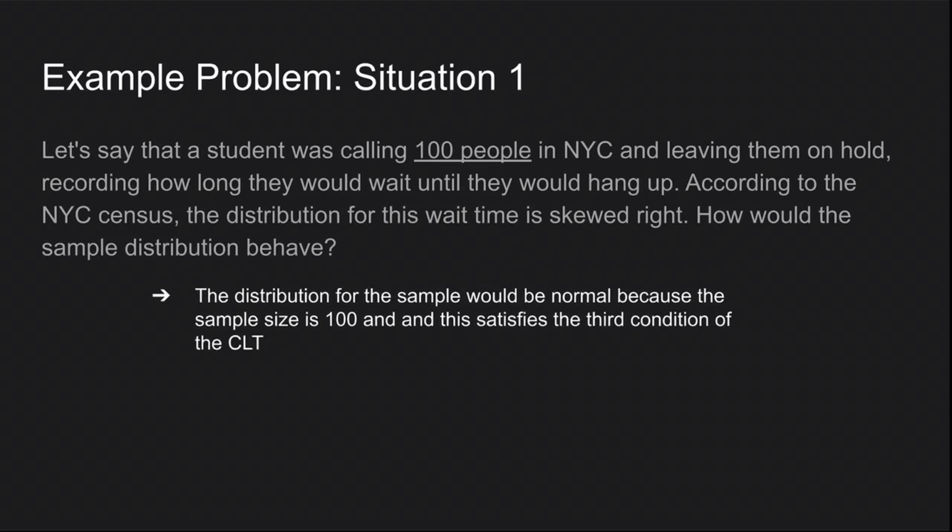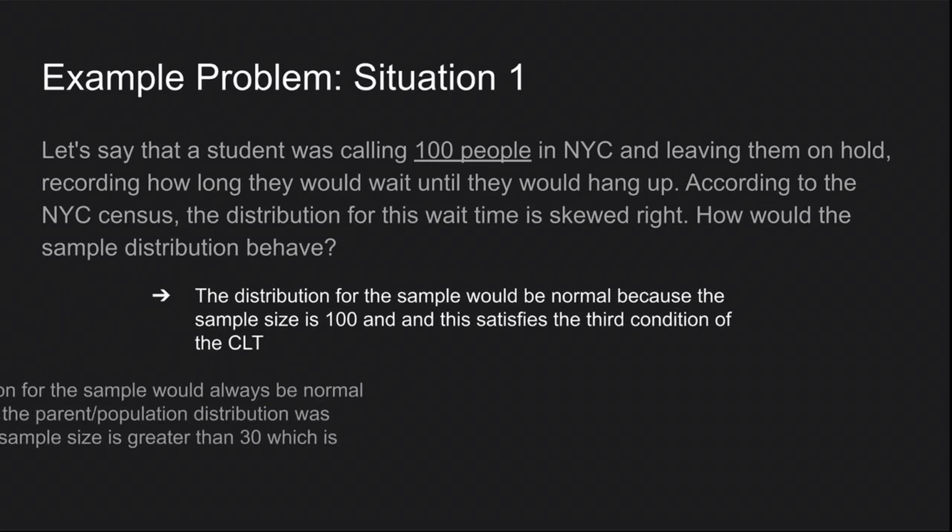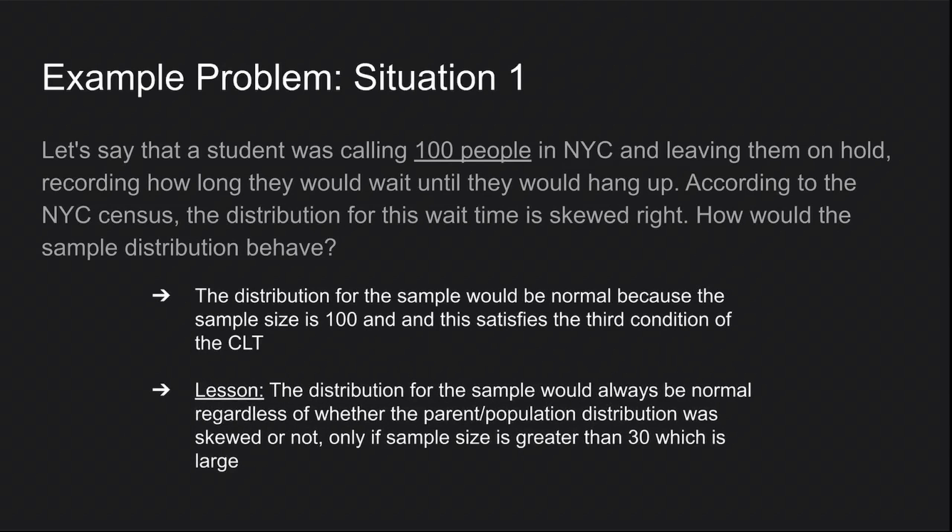of the central limit theorem. So a note from this is that a distribution for the sample would always be normal regardless of whether the parent population distribution was skewed or not. So it could have been skewed right, left, or be normal. But since the sample size was greater than 30, that indicates that it is large and will always be normal.